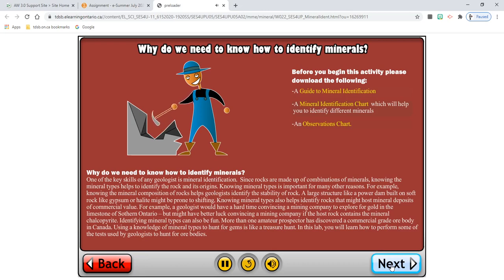In this lab, you will learn how to perform some of the tests used by geologists to hunt for ore bodies. Before you begin this lab, you should download the following: a guide to mineral identification, a mineral identification chart, which will help you to identify different minerals, and an observations chart.